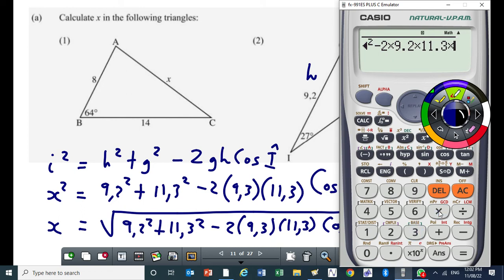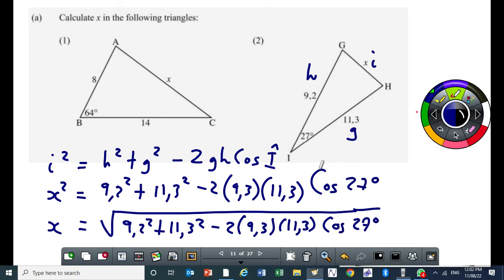11,3 times cosine. Please be aware that this is the cosine rule. Never make the mistake of putting sine in there, because I have seen it happening. Okay, so it will be cos, not sine. Cos of 27. Okay, then close the bracket. Press equals. That's the answer there. So it's 5,20 units. That's what x is. Okay, it's very straightforward.